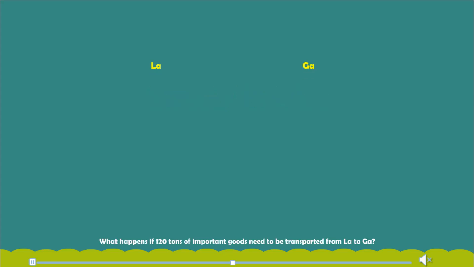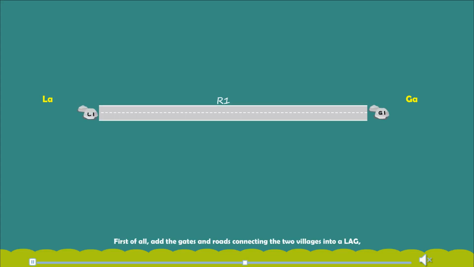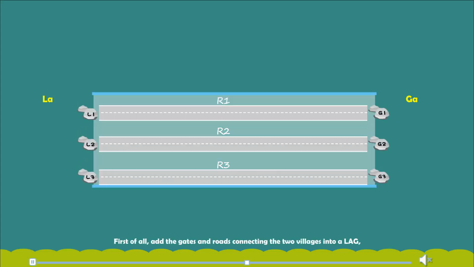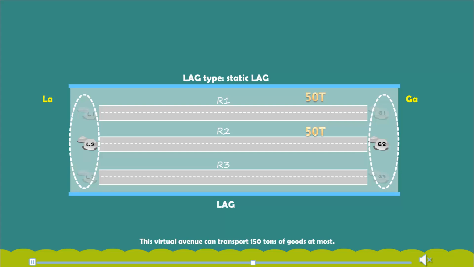What happens if 120 tons of important goods need to be transported from La to Ga? First of all, add the gates and roads connecting the 2 villages into a LAG. Select the master port and configure the LAG as the static LAG. This virtual avenue can transport 150 tons of goods at most.